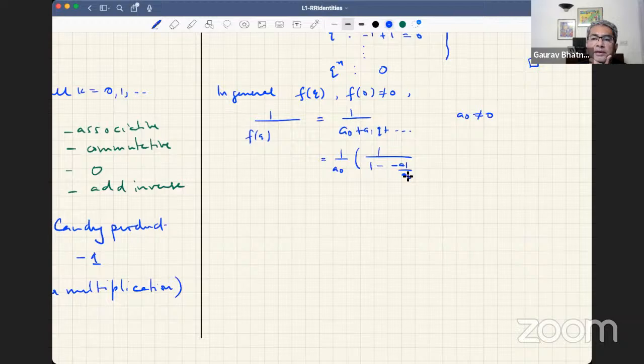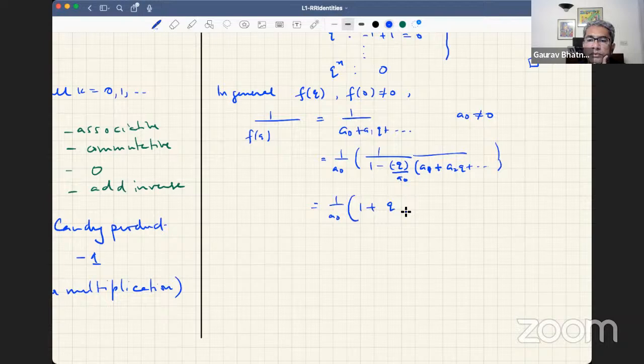Minus a1 over a0 and minus q maybe. So I'm taking this common, and then I have a minus q over a0 here, so you will get a over a0 here. And then you have a1 plus a2q plus so on. And this you can write using the geometric sum formula as 1 plus this guy, q, minus q over a0 times (a1 plus a2q plus so on), plus minus q over a0 squared times (a1 plus a2q plus) squared.